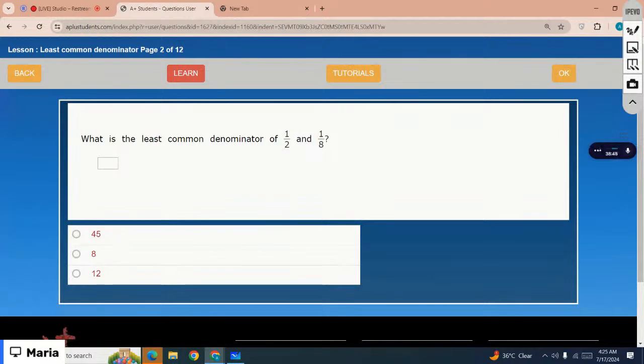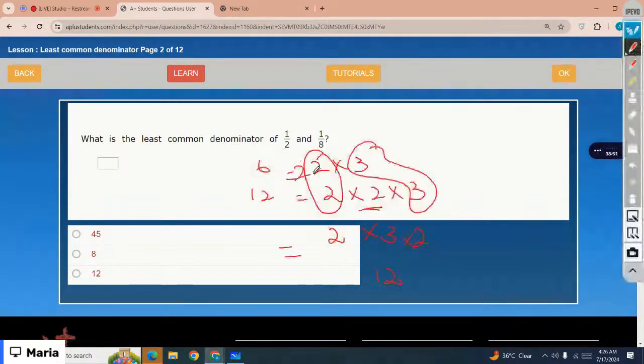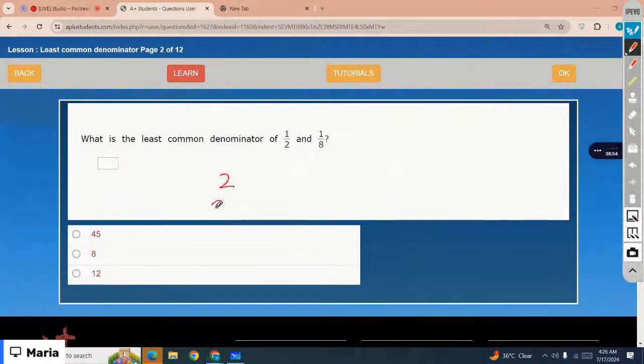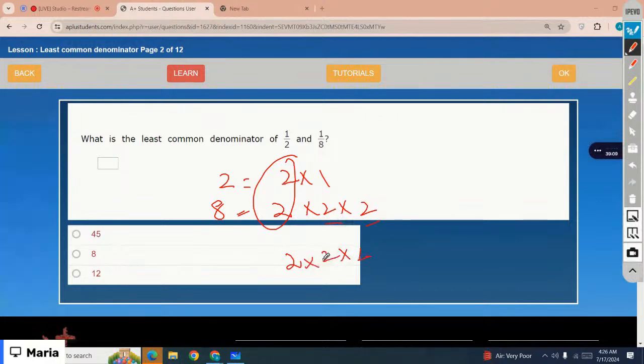What is the least common denominator of 1 by 2 and 1 by 8? So let's just write down the prime factors for 2 and 8, right? So the prime factors for 2 are 2 times 1, for 8 they are 2 times 2 times 2. So this is the common factor. The others are 2 times 2. So 2 times 2 is 4, and 4 times 2 is 8. So the correct option is 8.